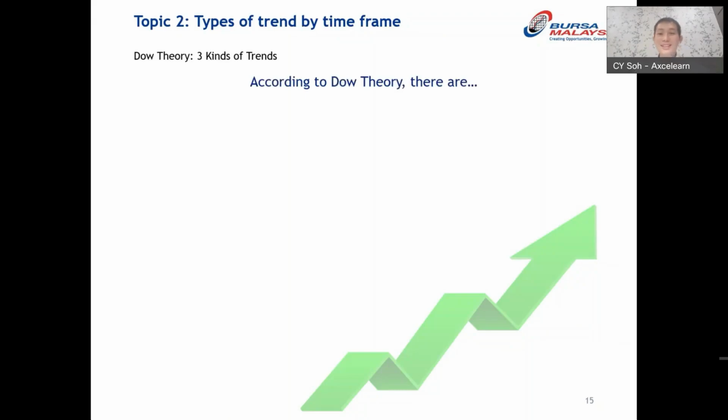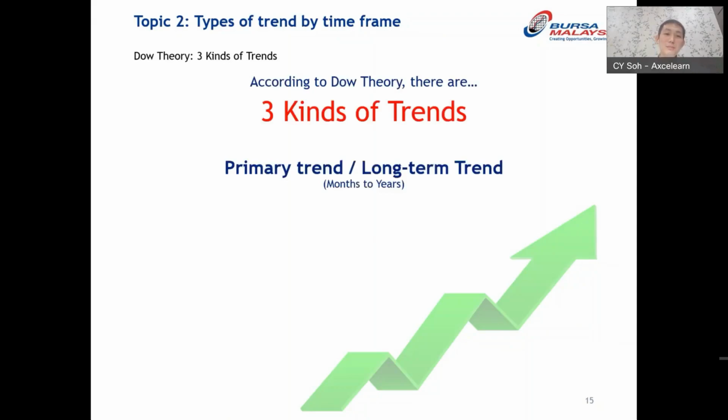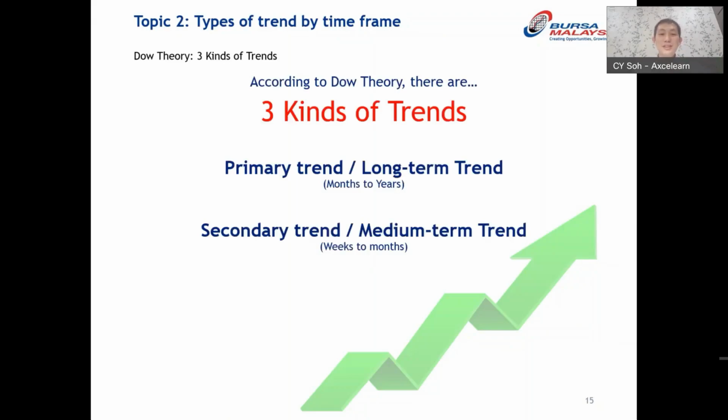according to Dow theory, something new that you will be learning today, there are three kinds of trend. What Dow theory says is that the three types of trend are the primary trend, which is the long-term trend; the secondary trend, which is the medium-term trend, lasting between weeks and even months; and lastly the minor trend, your short-term trend, days to weeks, or even intraday. So these are all minor trend. According to Dow theory, there are primary, secondary, and minor trend: long-term, medium, or short-term trend.